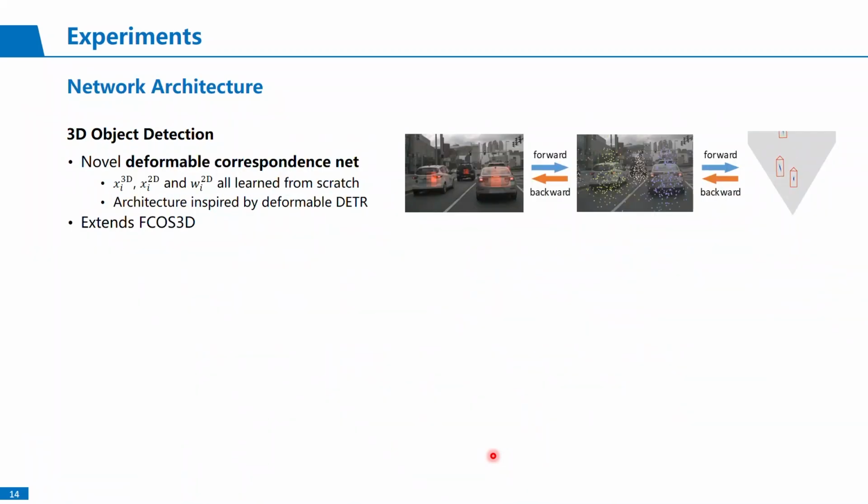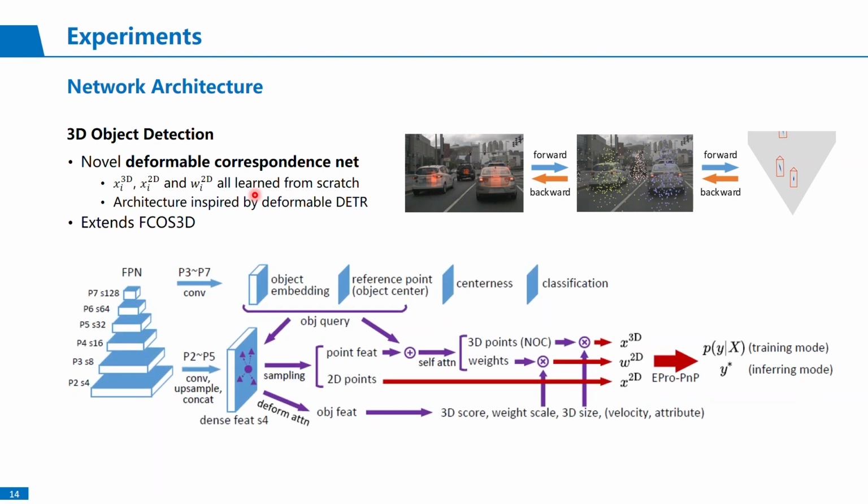Furthermore, we explore the flexibility of EPro-PnP by proposing a novel deformable correspondence network for 3D object detection, which frees the points from a fixed pattern. In this network, the entire 3D and 2D coordinates and weights are learned from scratch. More specifically, we use FCOS3D as a base detector to generate object queries, which are fed into the deformable sampling layer inspired by Deformable DETR.